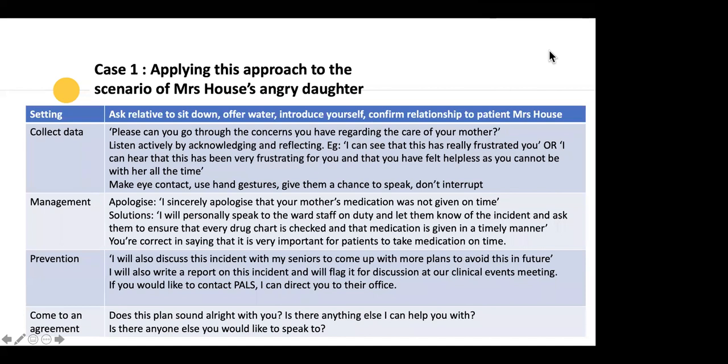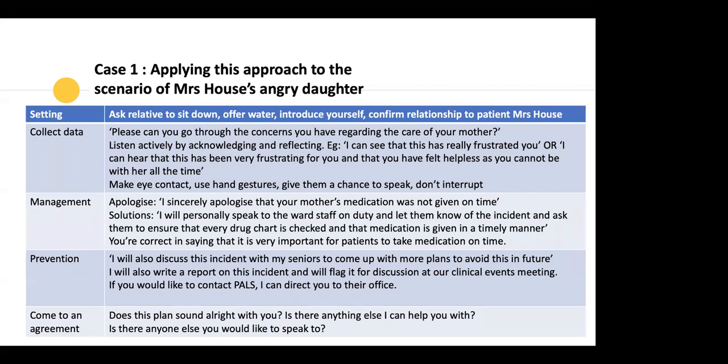And I agree with this, just to basically affirm what they're saying and make them feel like they're being listened to. In terms of prevention, I think it's important to also say that you'll discuss this incident with your seniors to come up with further plans to avoid this in the future. You'll also write this report as a ward incident. We have something in our hospitals called day ticks, where we put everything down, any incidents that occur, and you'll flag this for discussion at our clinical events meeting.